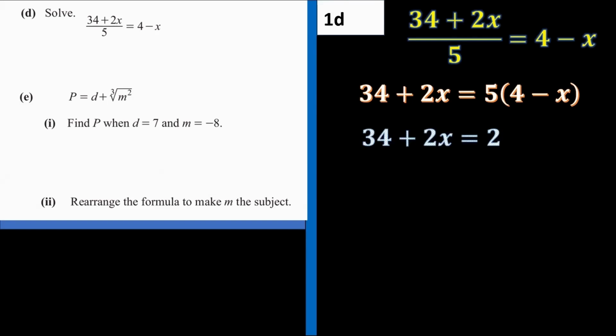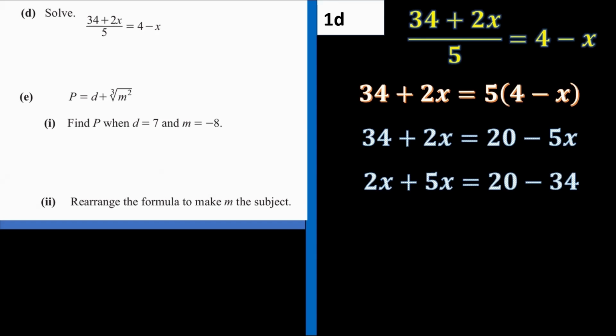When we do that, we are going to have 34 plus 2s equals, if you open the bracket on the right hand side of the equation, it will give you 5 times 4, that's 20, and 5 times minus s, that will give you minus 5s. And then we are going to collect like terms. The minus 5s crossing over the equality sign to the left will give us plus 5s.